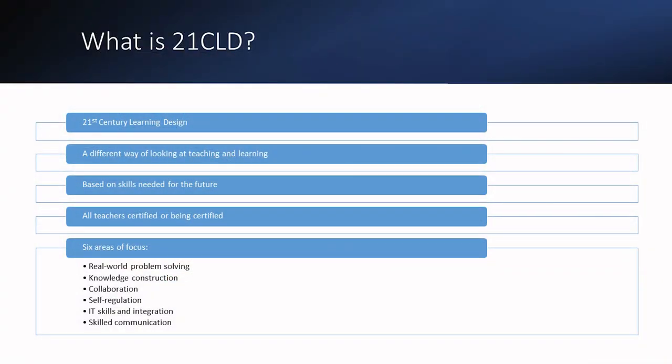So we need to start with looking at, well, what is 21 CLD? It stands for 21st Century Learning Design. We use this term, which comes out of the Microsoft framework, because we are a Microsoft Showcase school. It is really just a different way of looking at teaching and learning. It is based on the skills needed for a very uncertain and volatile future. In many ways, we're preparing our pupils for careers and for a world which is quite uncertain, and jobs that might not even exist today. So 21 CLD is about how we design our learning to help pupils gain those skills.